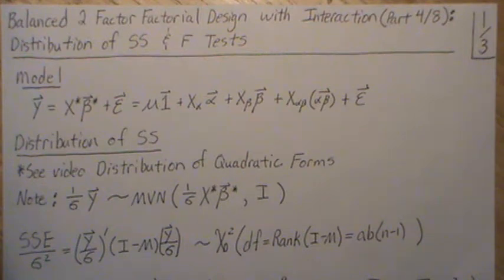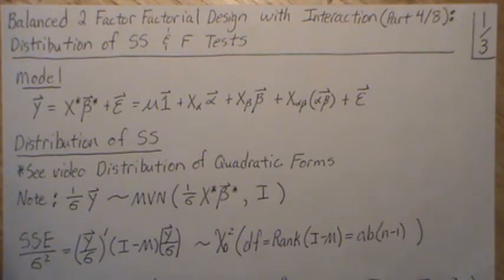Hello, welcome to the next video in a playlist that I'm calling General Linear Models, Design of Experiments. This is part 4 of an 8-part mini-series within that playlist that I'm calling Balanced Two-Factor Factorial Design with Interaction. In this video, we're going to look at the distribution of the sums of squares and F-tests.